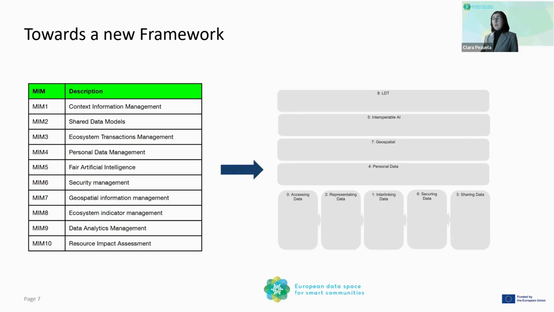And on top of these, let's say, steps, we have some cross-cutting aspects of interoperability, which tackle the personal data, the geospatial data, AI, and the local digital twins. So this is an ongoing work. It's something that is being defined in the different MIMs working groups. And from this data space, from the European data space for smart communities, we will be following the upgrading of these MIMs in order to be compliant with all of them.